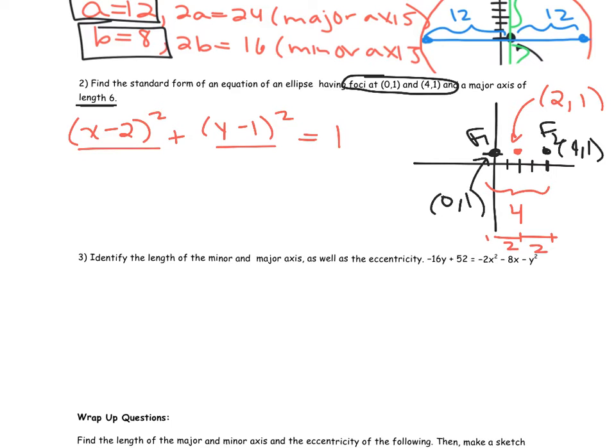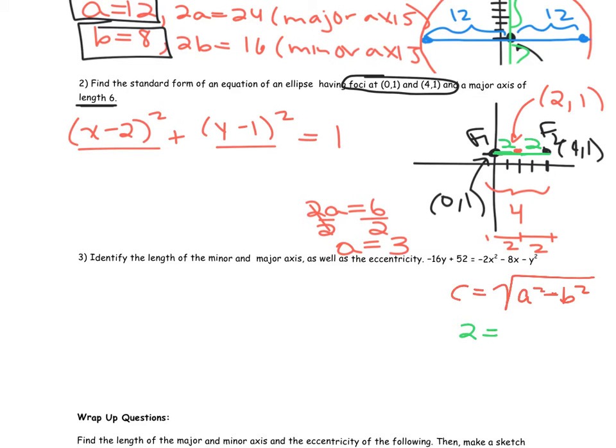And now we've got to figure out our a and b values. Now I already know that the length of the major axis is 6, so I know 2a equals 6. So when I divide that out by 2, remember the major axis is twice the a value. So if I have 2a equals 6, I know a equals 3. So if a equals 3, now we can use our formula of c equals the square root of a squared minus b squared. And remember, we actually already know what the c value is because it's the distance from the center to one of the foci.